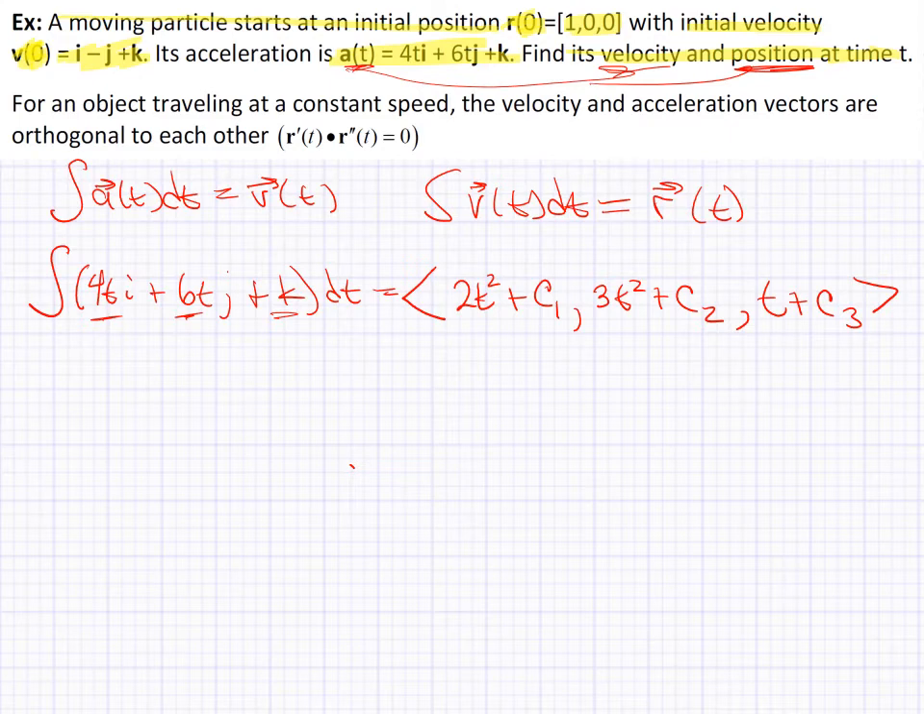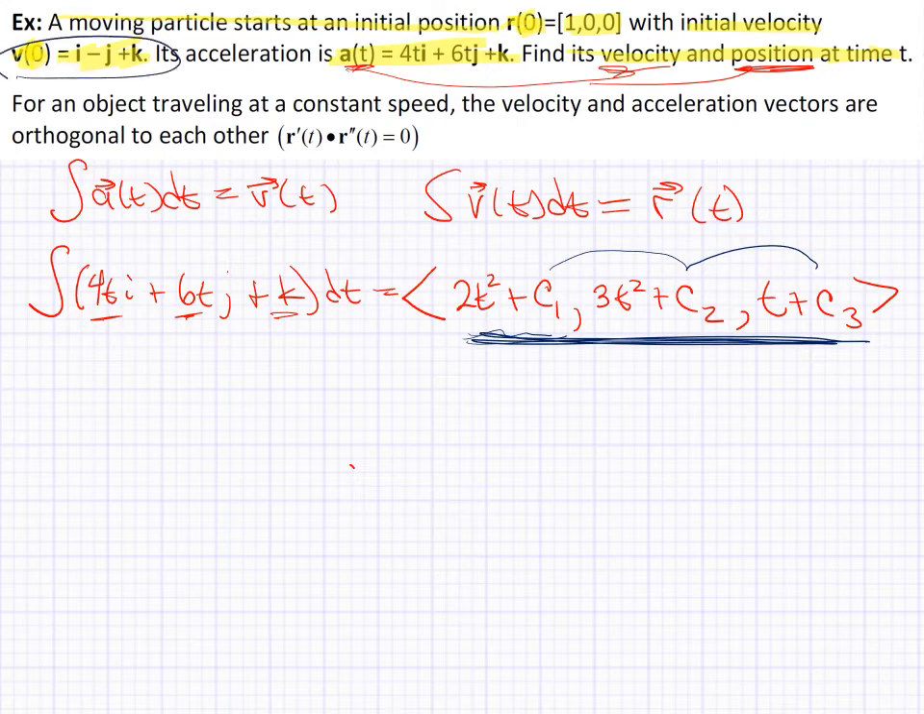Now here's the thing. We don't know what c1, c2, or c3 should be right now. This is the velocity vector, but this is not just one velocity vector, because if c1 was 3, we would get 2t squared plus 3. If c1 was 5, we would get 2t squared plus 5. So if we want to find the exact velocity vector, we need some more information about the velocity itself to be able to figure out what specific vector we are talking about here. What is c1, c2, and c3? That's where this comes in.